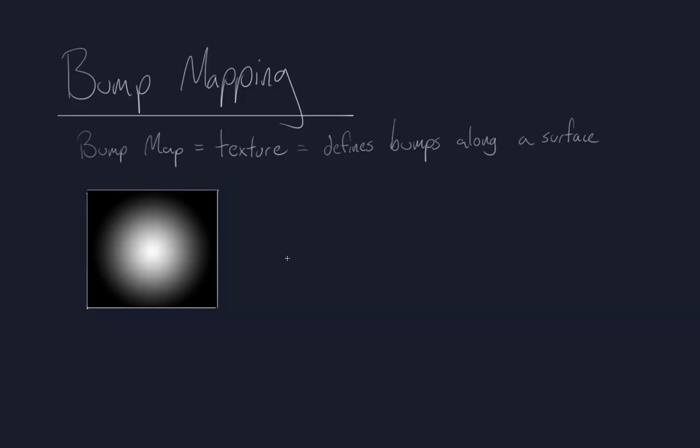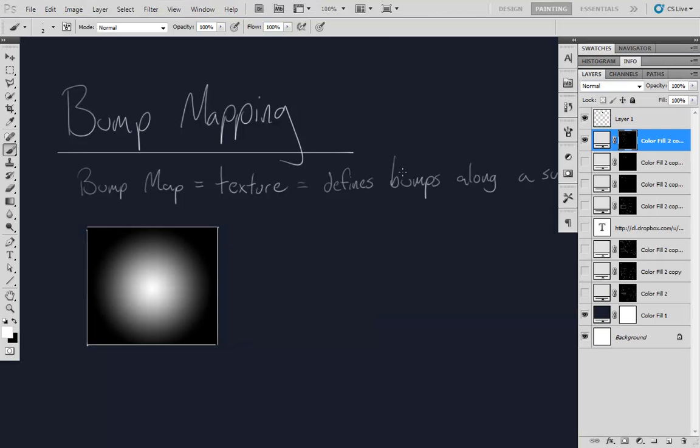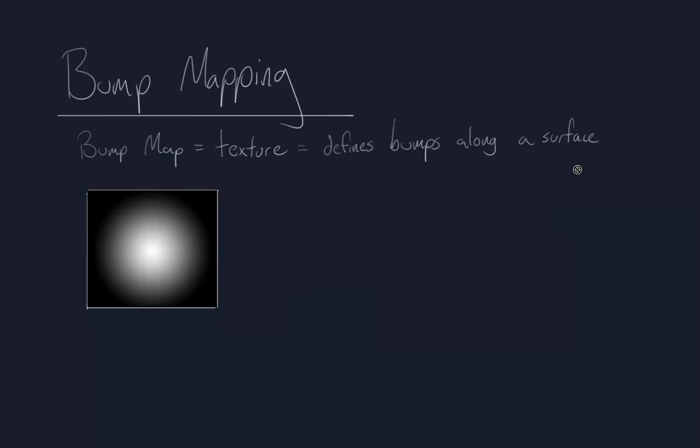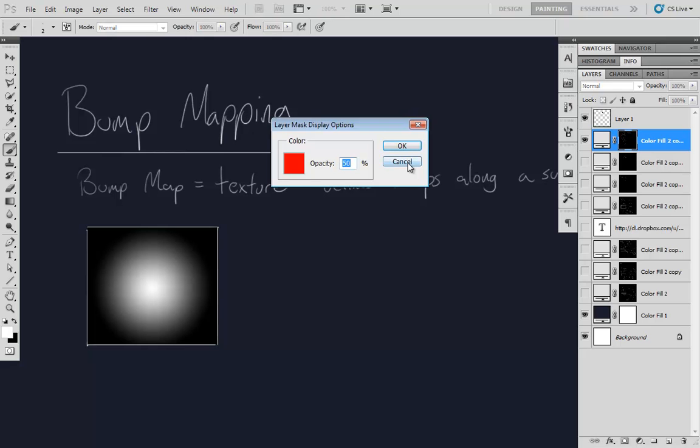And here's where it starts to get kind of cool. The black areas of a bump map... Oh, that's awesome. Actually, let me make sure I'm on... Yeah, I need to be writing on this guy. Thank you. There. I mean it this time.